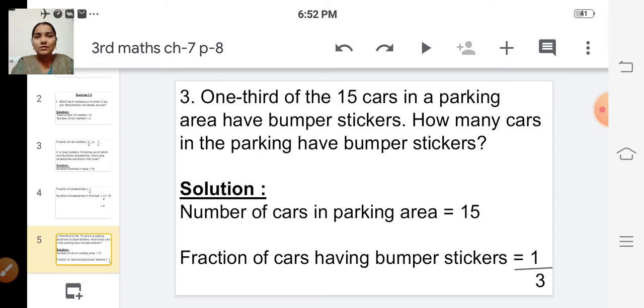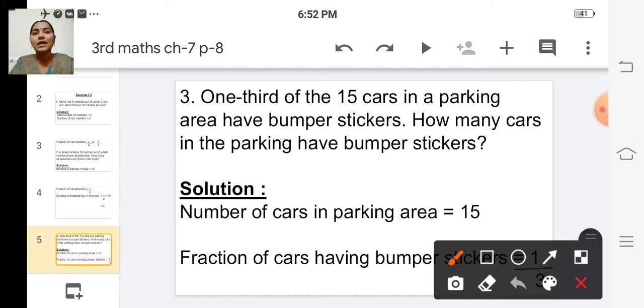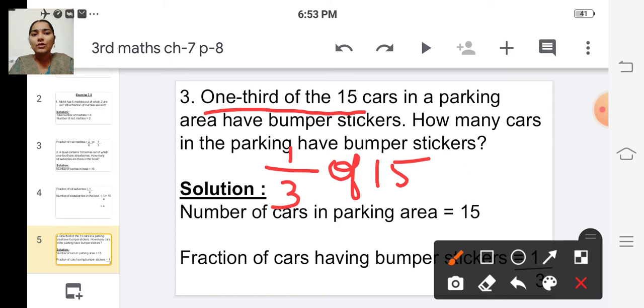Okay. So 1/3 of 15 cars. So totally there are 15 cars. 1/3 of 15 cars have bumper stickers, and we are going to find out the number of cars that have bumper stickers. Okay, so like the previous problem, they have given 1/3 of 15 cars. So 1/3 can be written as 1 by 3. So what we have to do?